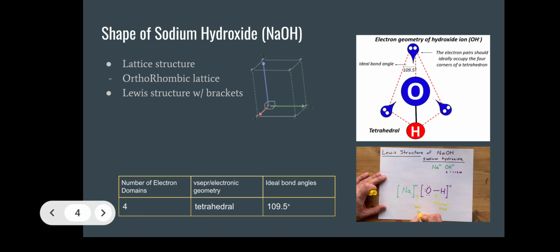You can draw the Lewis diagram of sodium and hydroxide separately by adding the brackets and charges to help represent the ionic bond, as you see at the bottom. You can't represent sodium hydroxide with an electron geometry because it is for covalent compounds. So you can only represent the electron geometry of OH- and the bond angles, which look as follows. It has 4 electron domains, which means it is tetrahedral and has an ideal bond angle of 109.5 degrees.